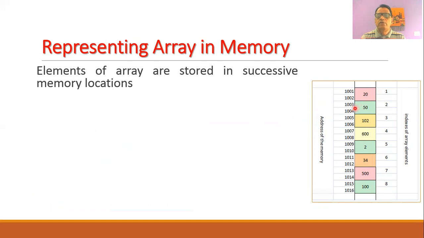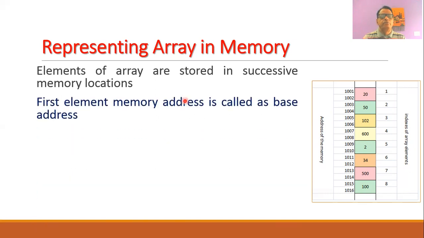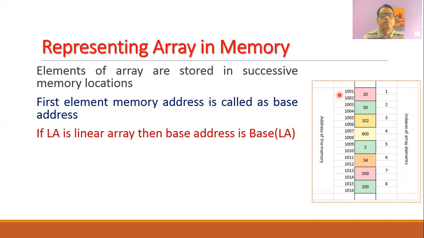Now the second element will start from memory location 1003. The value of the first element is 20, and the value of the second element is 50. In this way, we can store many elements in the array. The memory address of the first element is called the base address, so for this array the base address will be 1001. Now suppose LA is the name of the linear array; then the base address of this linear array can be written as Base(LA), where LA is the name of the array.